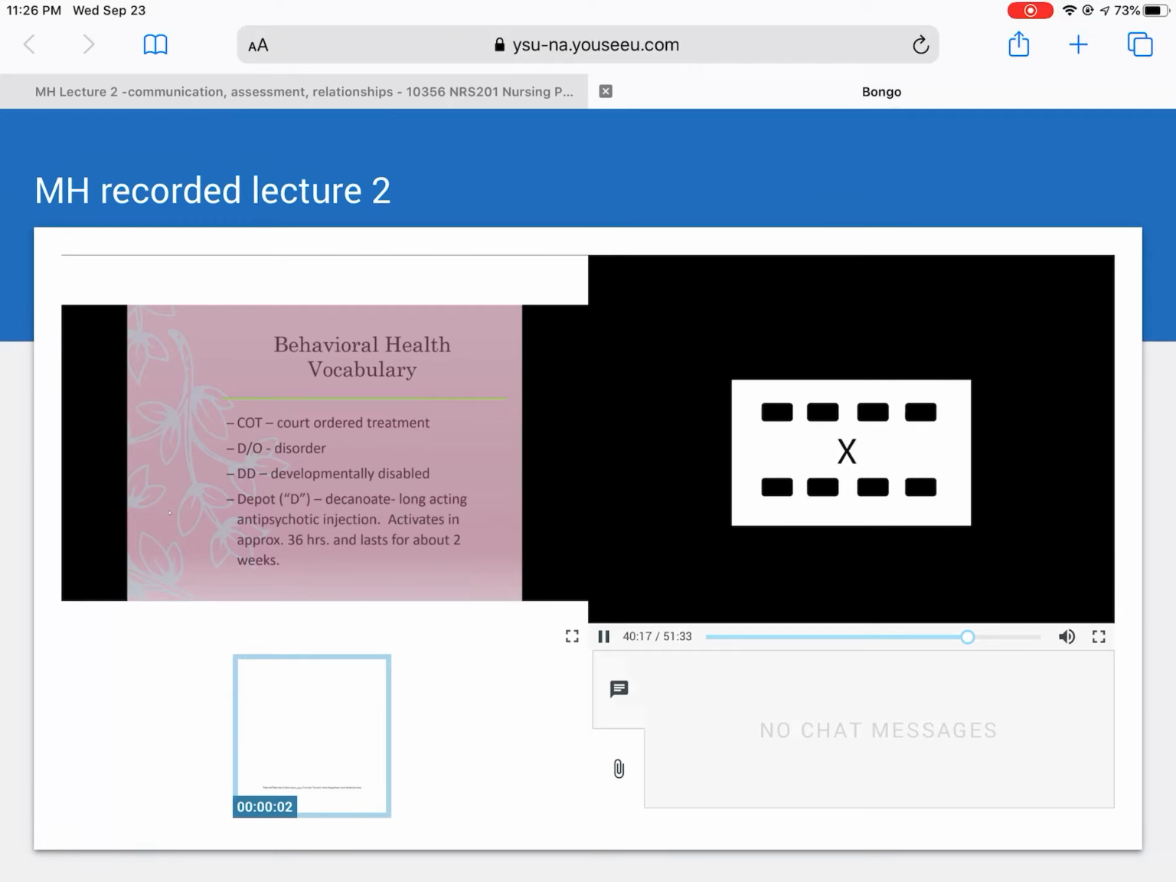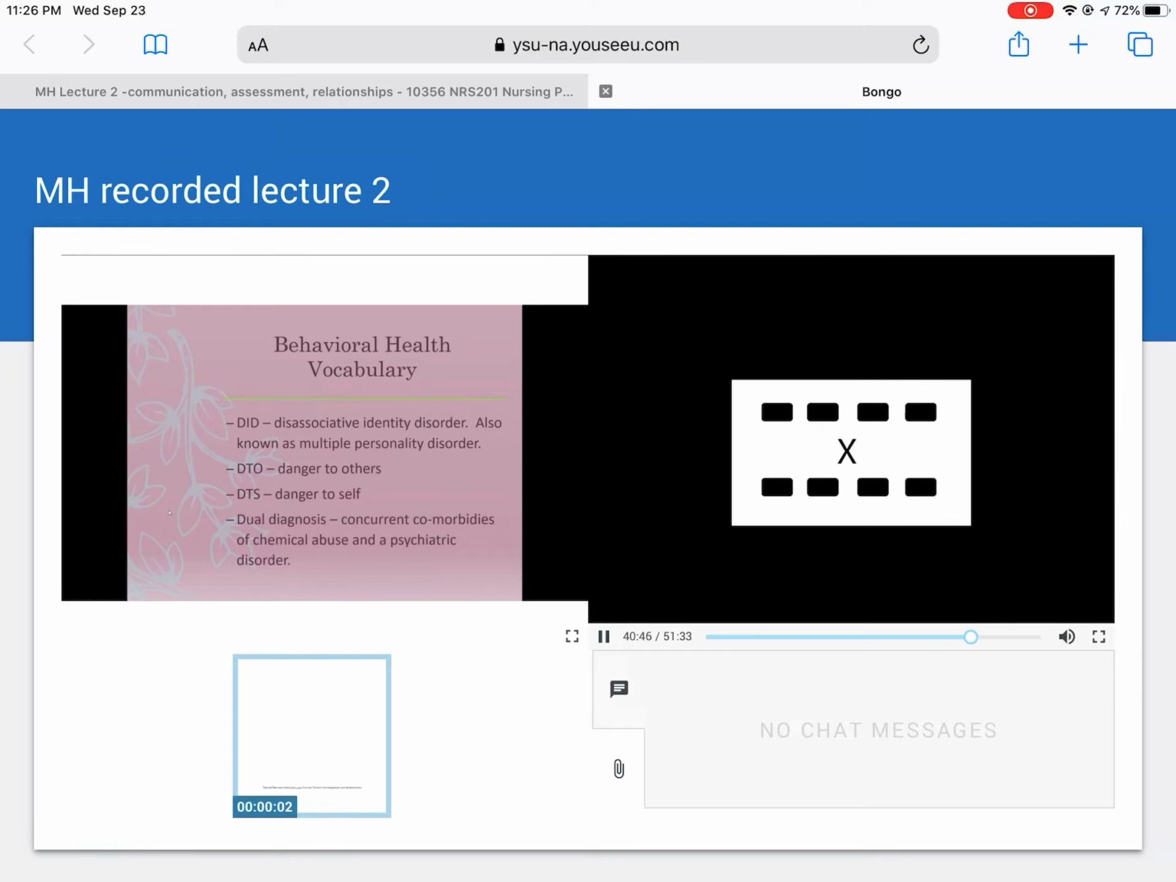Depot or Decanoate are also known as LAIs, long-acting injectables. They are antipsychotic injections that are given IM. They last about 2 weeks, up to, I believe now, 3 months. They activate in approximately 36 hours. And we will cover that when I get to the pharmacology section.